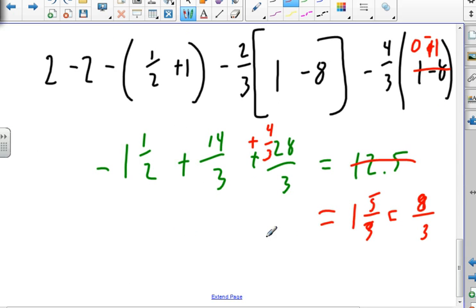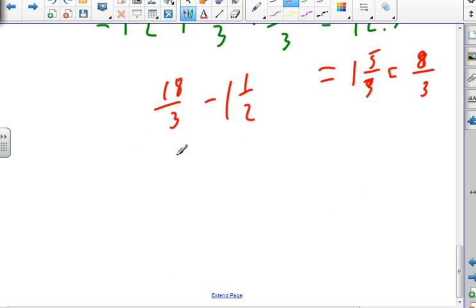So now I've got 18 thirds minus 1 1/2. 18 thirds is 6, right? 6 minus 1 1/2 would be 4 1/2, 4.5. There, we got it. 9 halves.